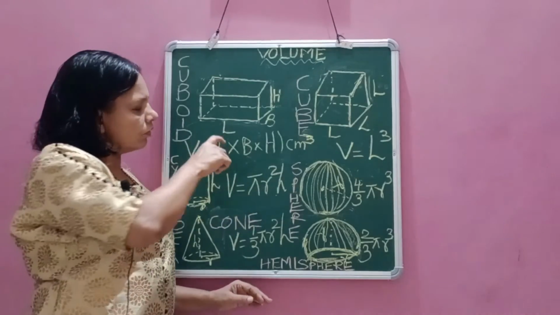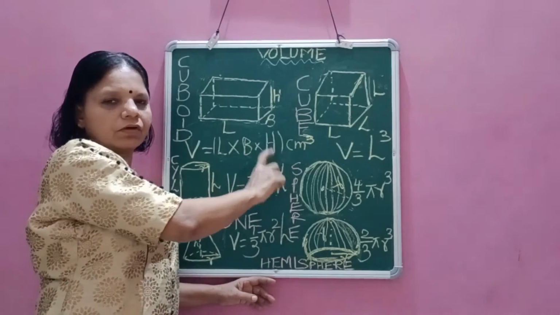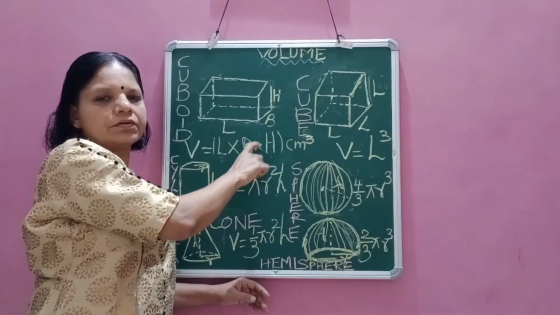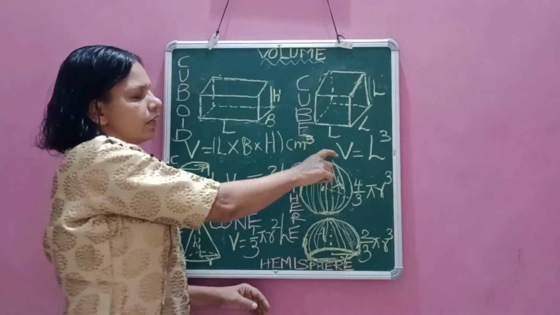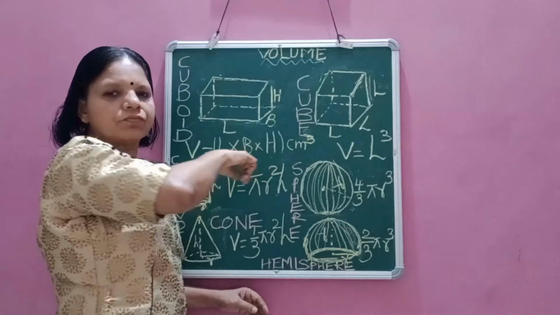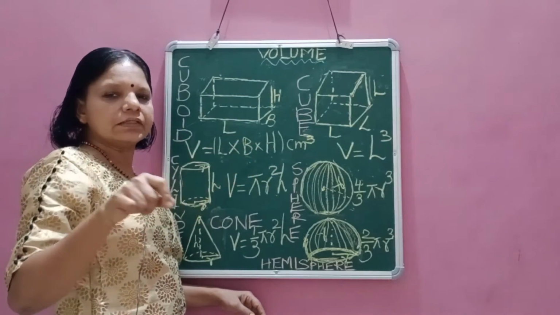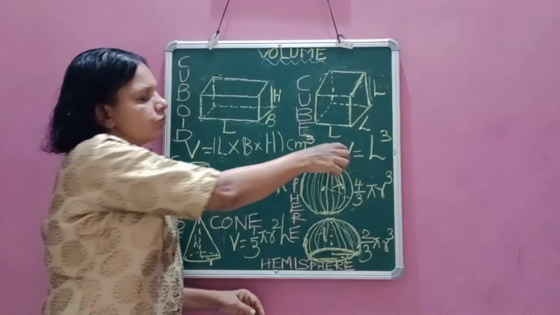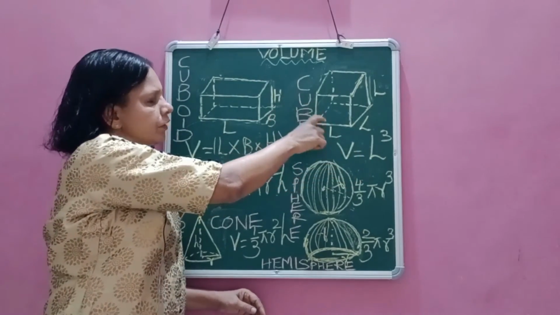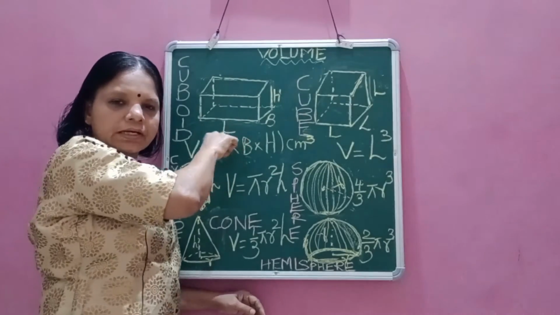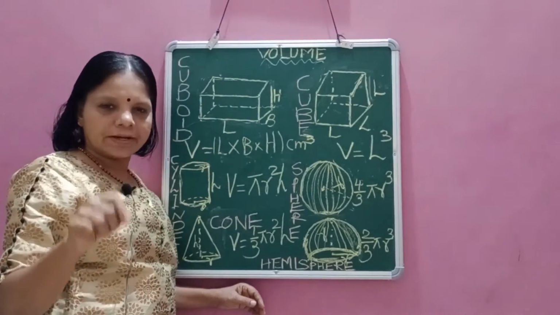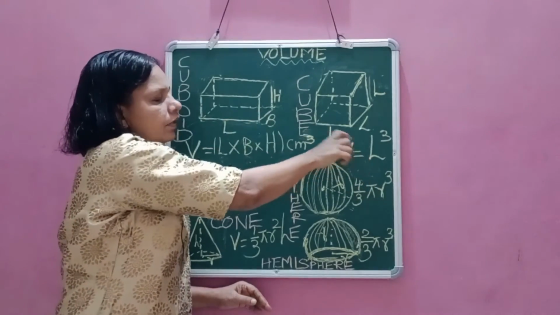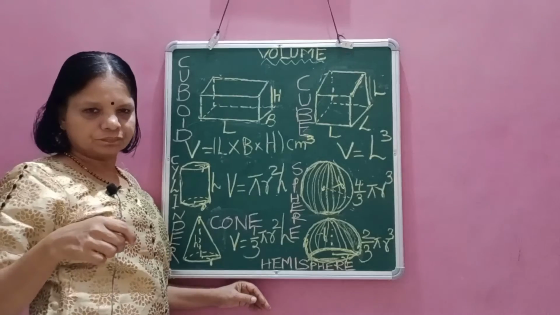And the formula is also derived from the same. What will you get? Instead of B and H we can write L. L into L into L. What is L into L into L? L cube. So volume of a cube is L cube, where L is the side. In general we can say side cube. Understood how the formula is derived? It is a special type of cuboid whose length is equal to breadth is equal to height. If the side of the cube is L, then volume equals L cube.